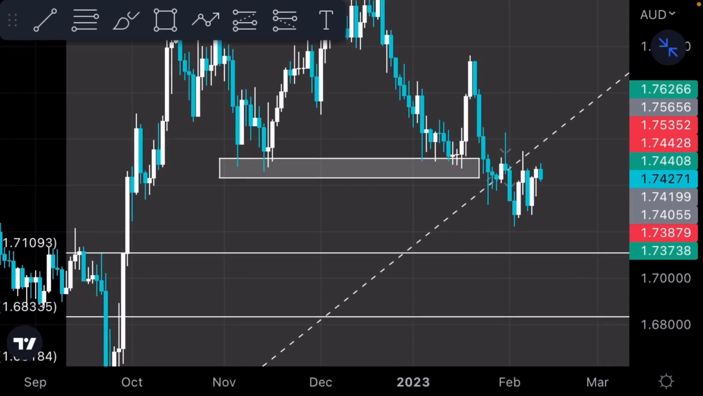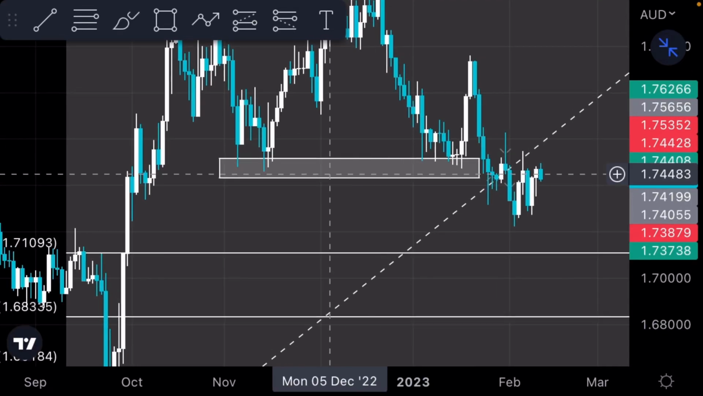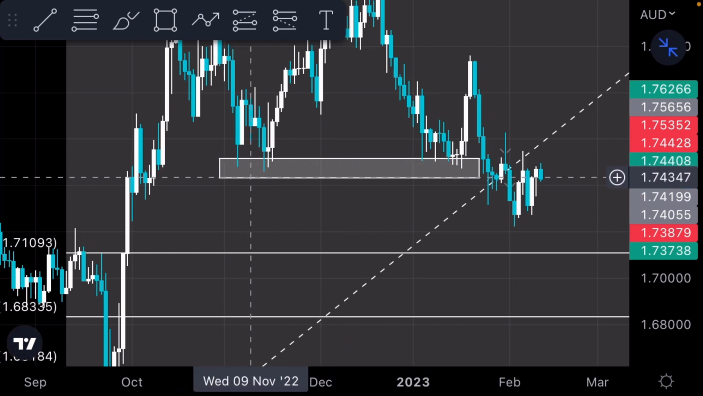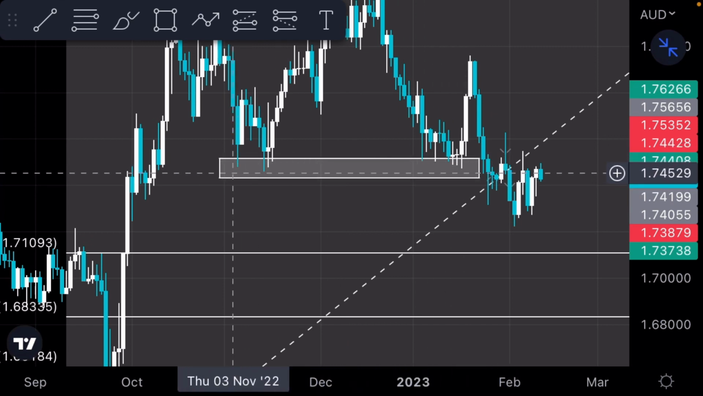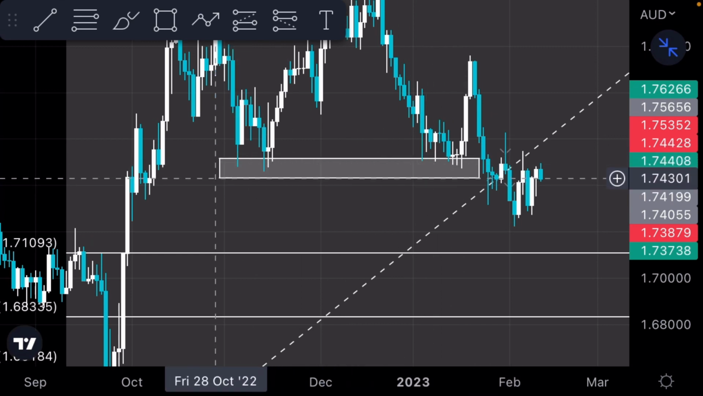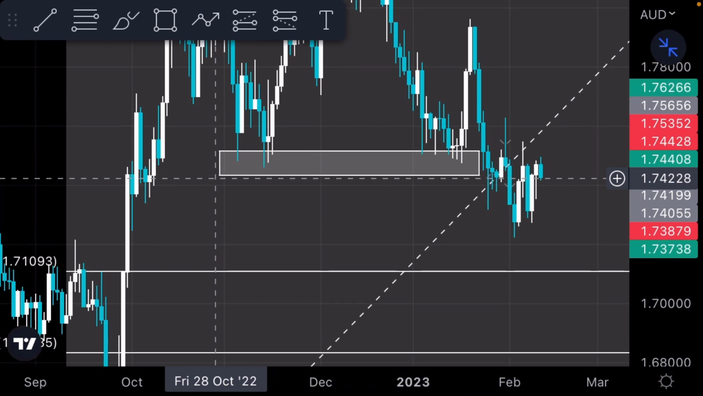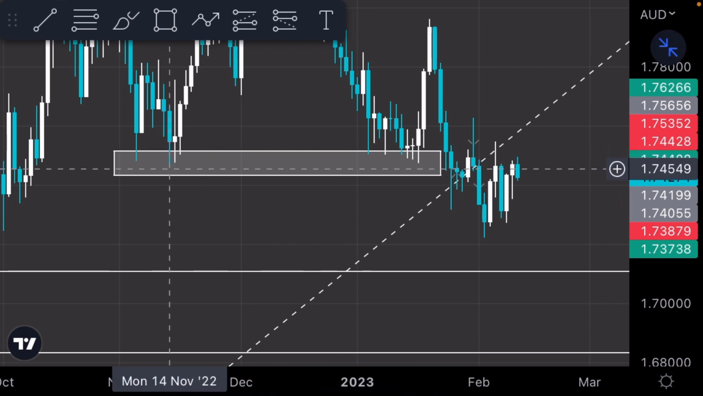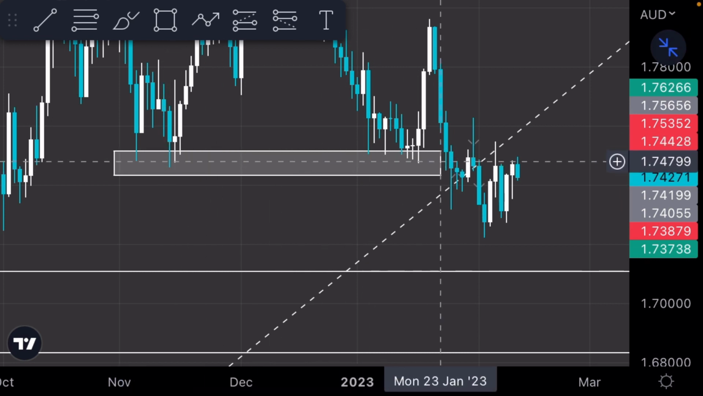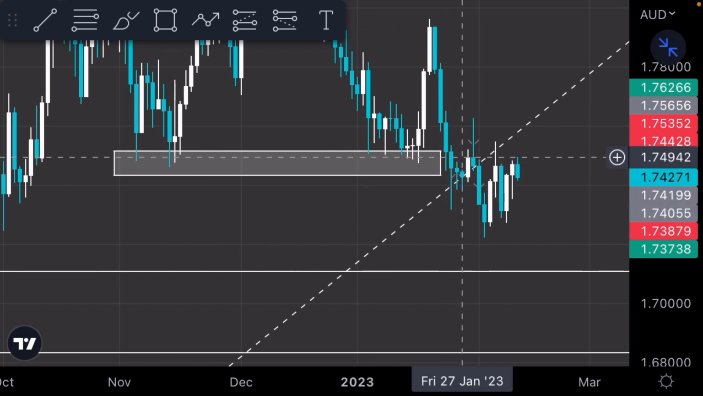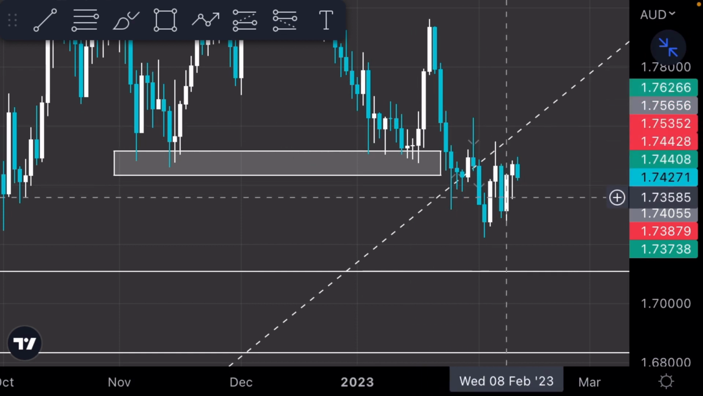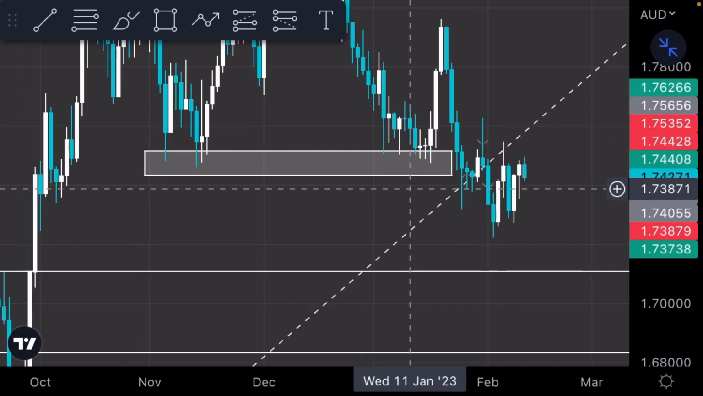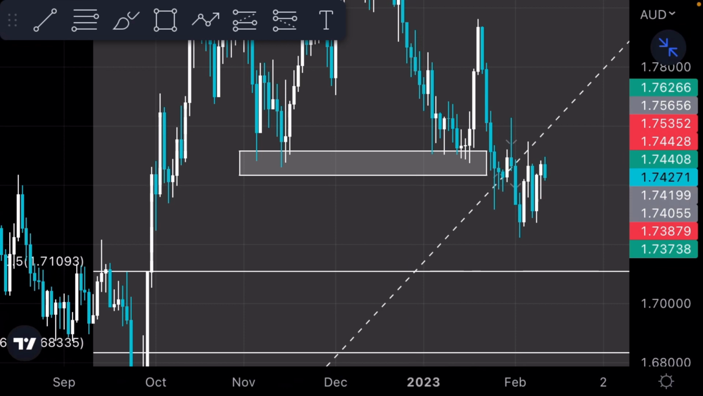Hello YouTube, welcome back. Last week we were talking about price coming to take the liquidity resting at this level. If you watched my last video, we talked about price coming back to this level to sweep the liquidity here. We have actually seen that price has taken it out, and it's looking like it's going to head downwards from this level.